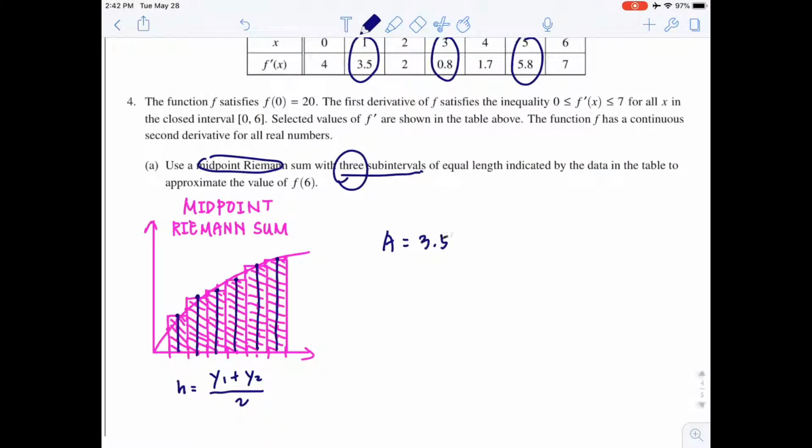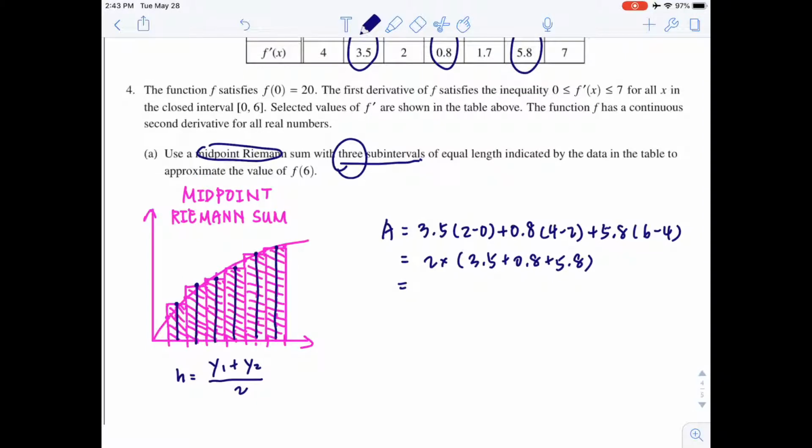How interesting! So instead of doing a lot of work, we just multiply the second y value in each group by the constant width, which is 2, and add all of the sub-areas together. We're left with the answer of part A.